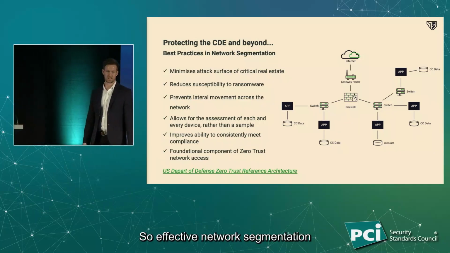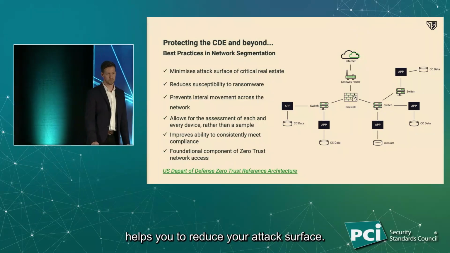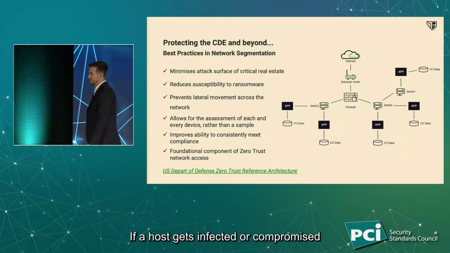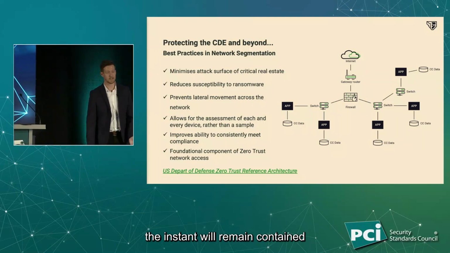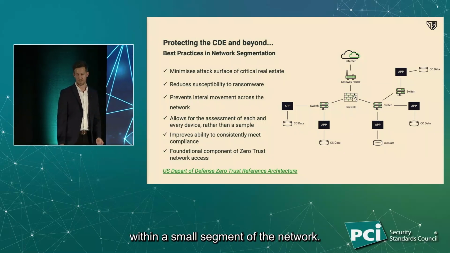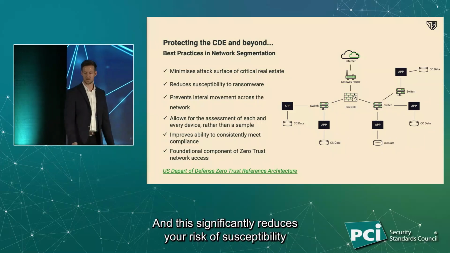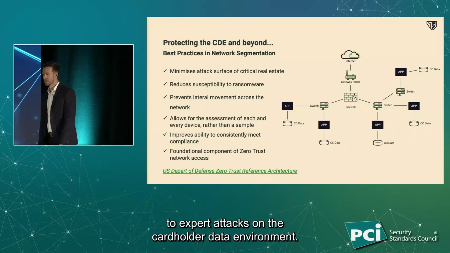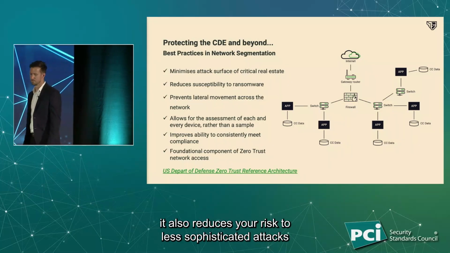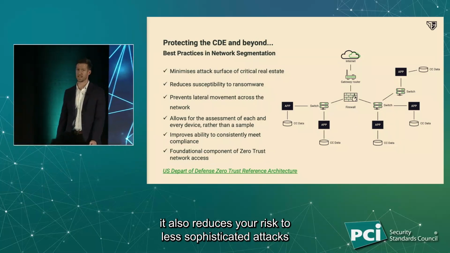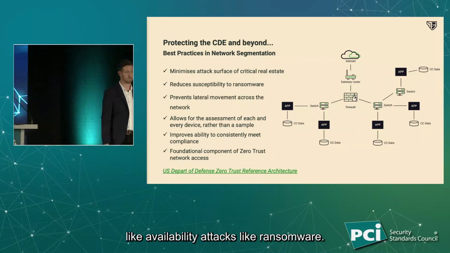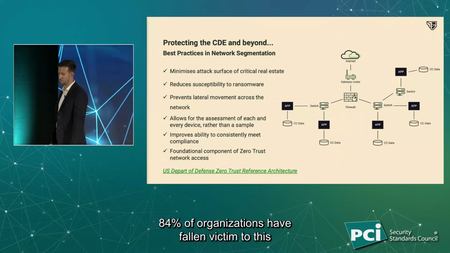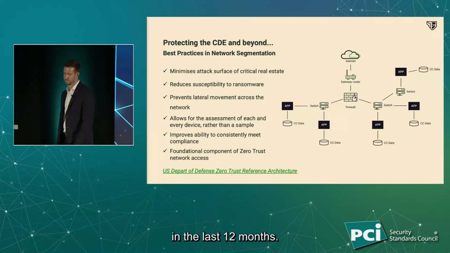Effective network segmentation helps you to reduce your attack surface. If a host gets infected or compromised, the incident will remain contained within a small segment of the network. This significantly reduces your risk of susceptibility to expert attacks on the cardholder data environment. But not only expert attacks, it also reduces your risk to less sophisticated attacks, like availability attacks, like ransomware. 84% of organizations have fallen victim to this in the last 12 months.